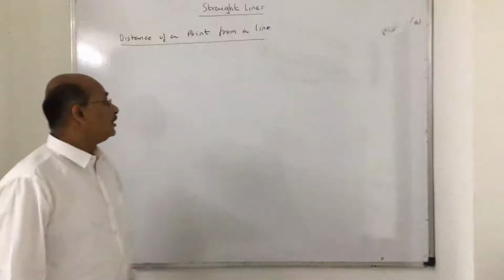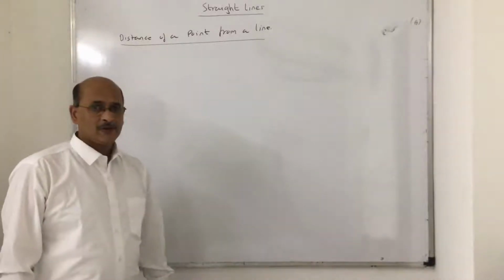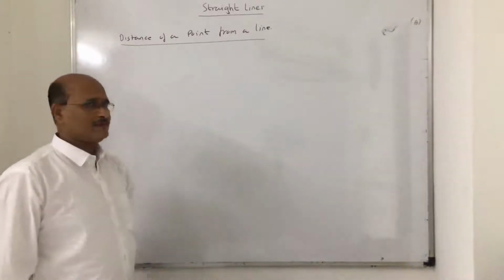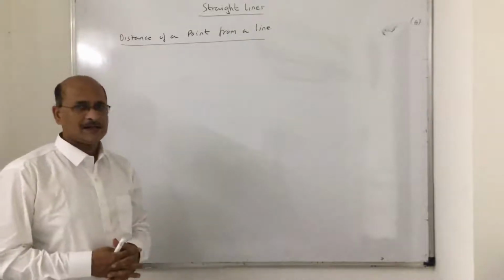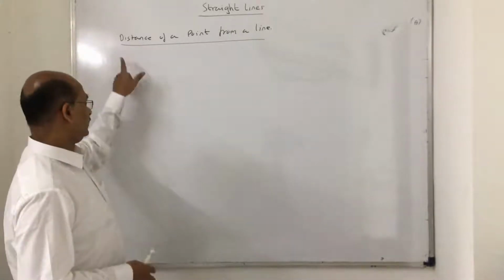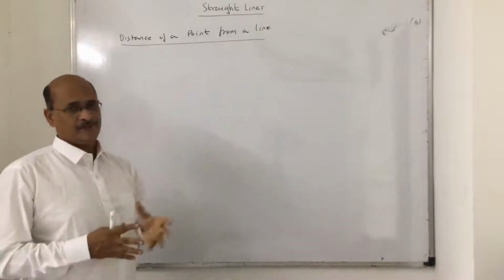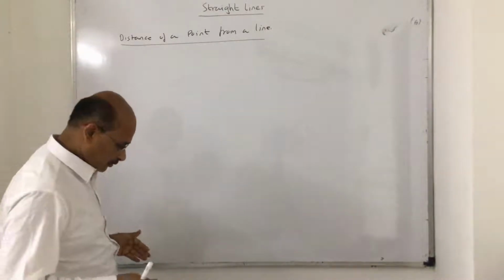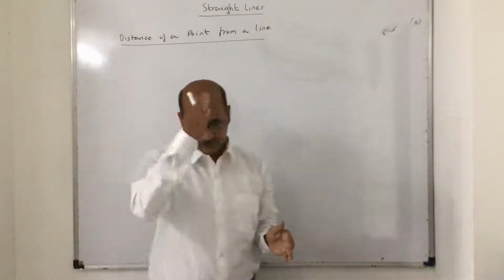Hi children. So the next concept, only two small concepts are left out as per the reduced syllabus for your class 11. Distance of a point from a line. Now remember, when I say distance, it means the perpendicular distance.